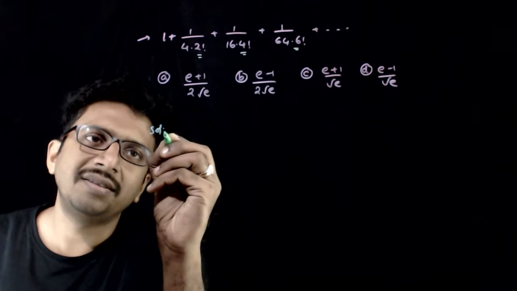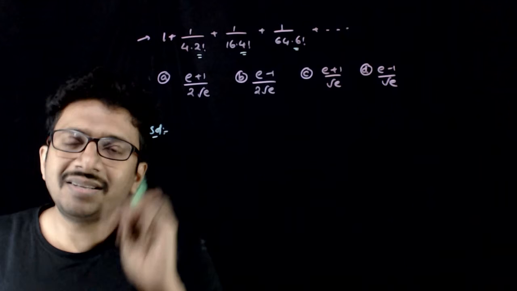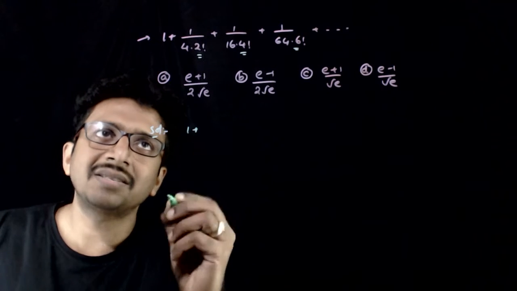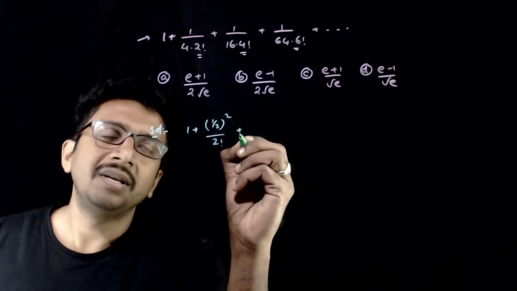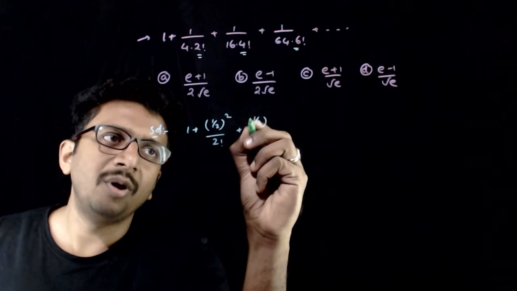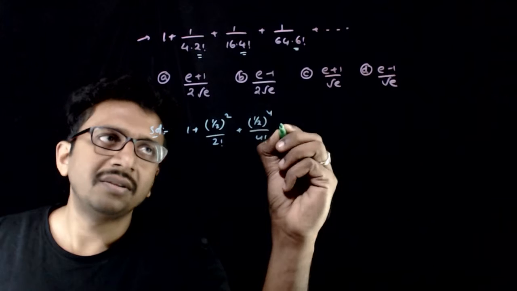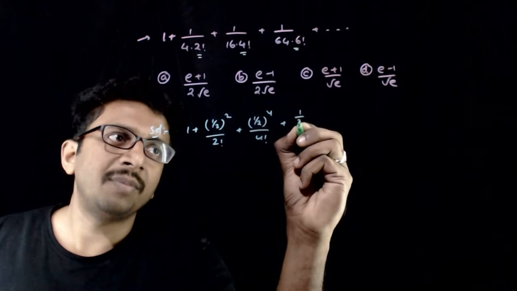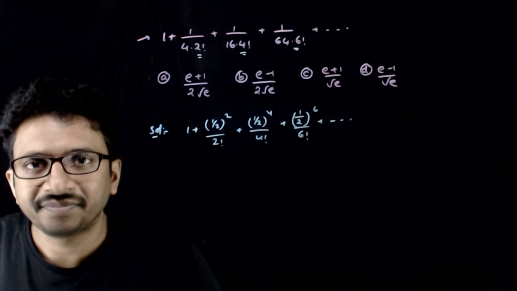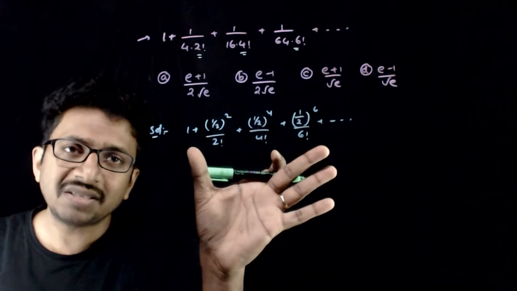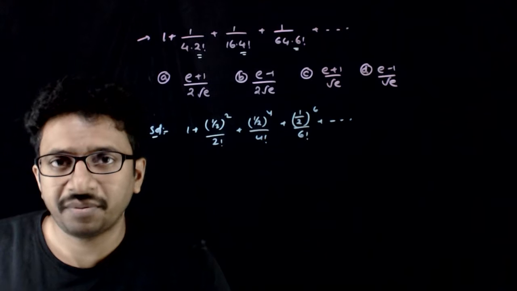So how do we get this? Let me try to write this in a standard form. It is 1 plus 1 by 4, which is nothing but (1 by 2) whole square by 2 factorial. And 1 by 16 is nothing but (1 by 2) whole power 4 by 4 factorial. 1 by 64 is nothing but (1 by 2) whole power 6 by 6 factorial, plus so on. Right? So this is the expansion which is asked of you.